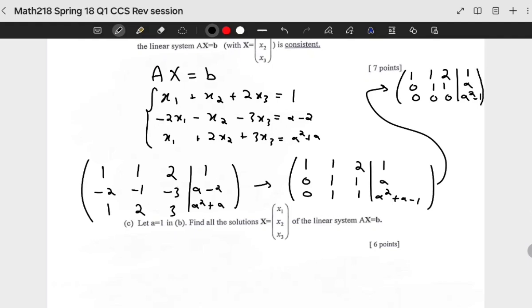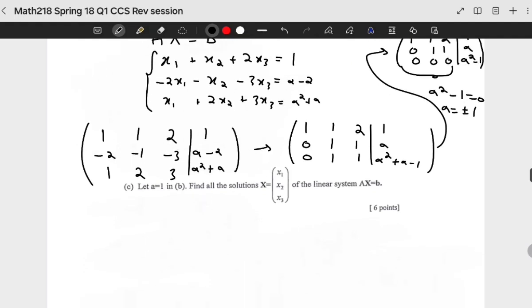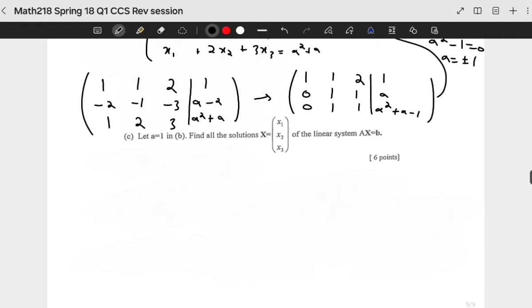And I want this to be consistent. And on the left-hand side, I already have 0. So for this to be consistent, I need this to also be 0. So I need A squared minus 1 to be equal to 0. So I need A to be plus or minus 1. So for A equal to plus or minus 1, the system is consistent.